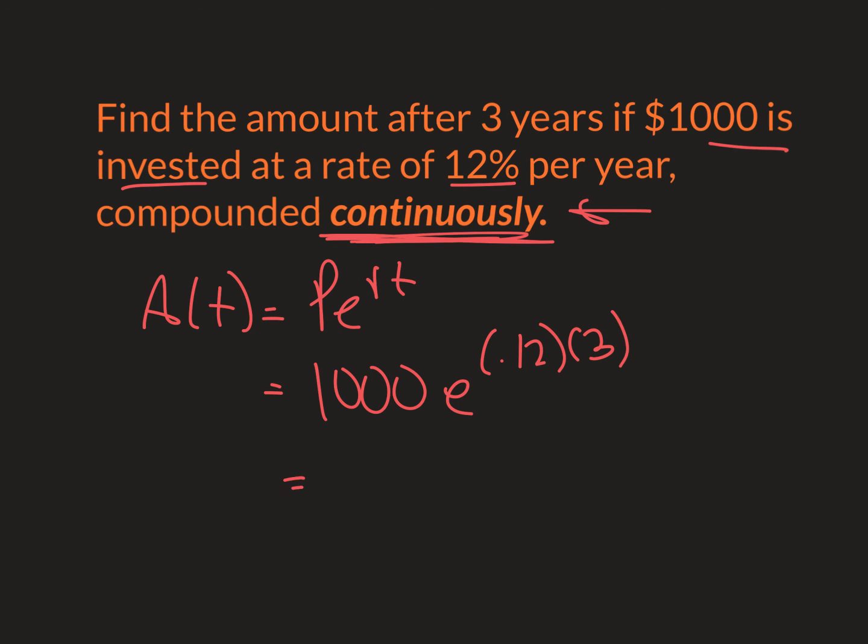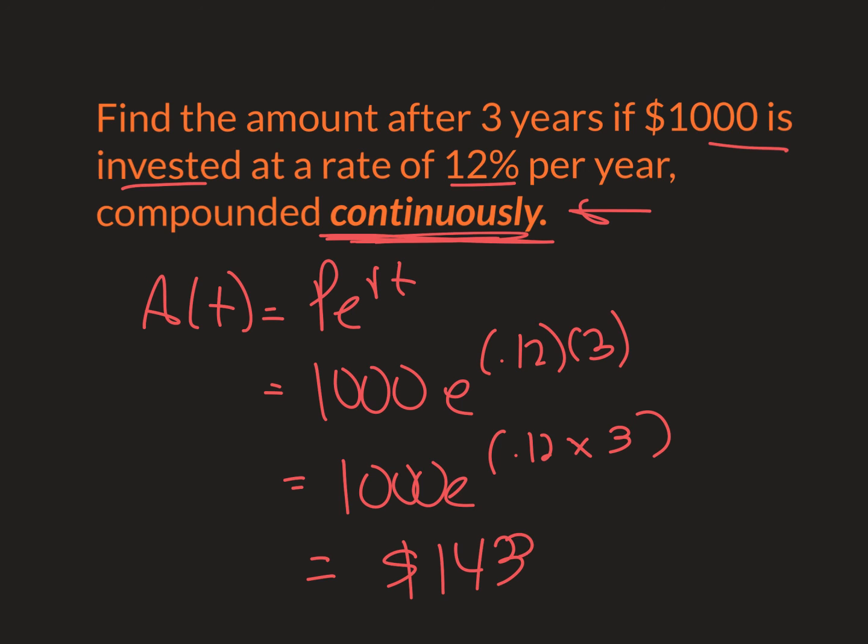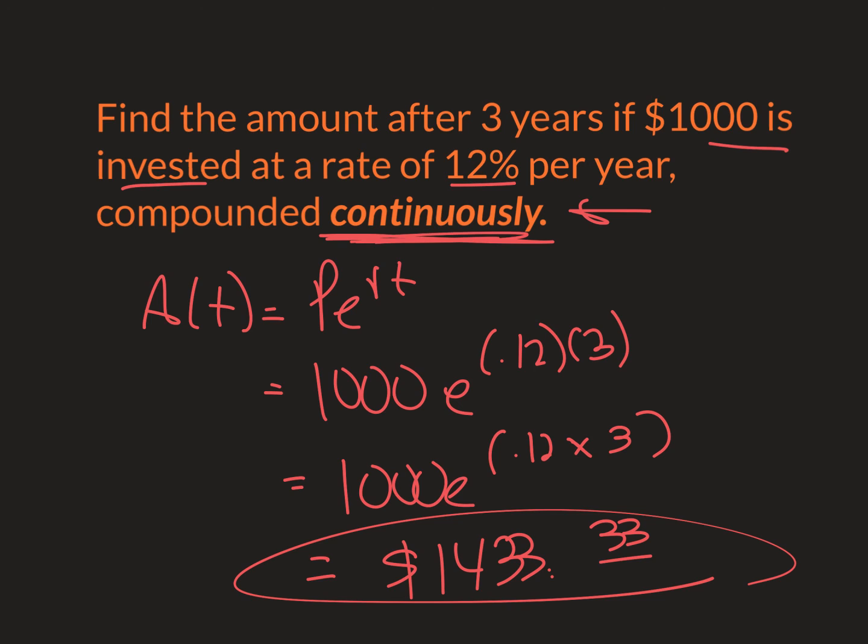Now, if I were you, I would do the multiplication first before I even punch it in my calculator. If you don't, you need to punch it in this way. Make one big parenthesis up here and do 0.12 times 3 in your calc. Punch all that in if you want to do it that way, and you get this right here. You get $1,433.33 cents.